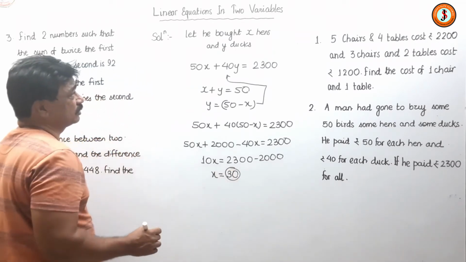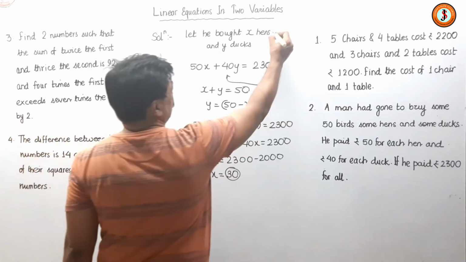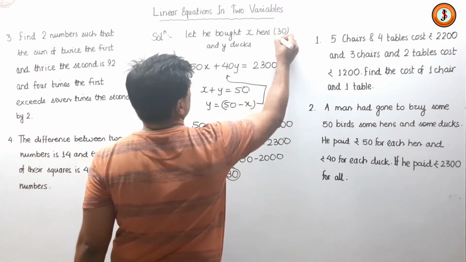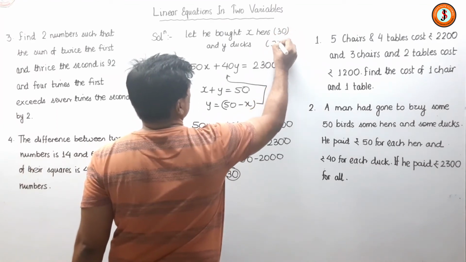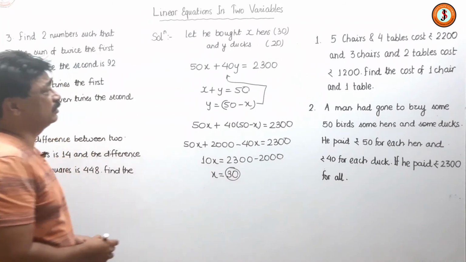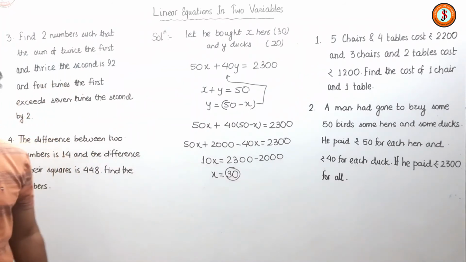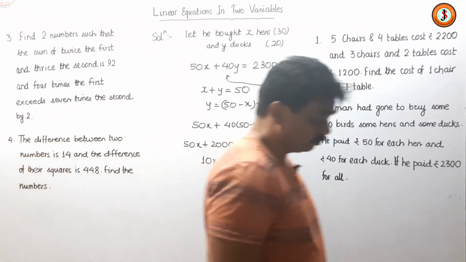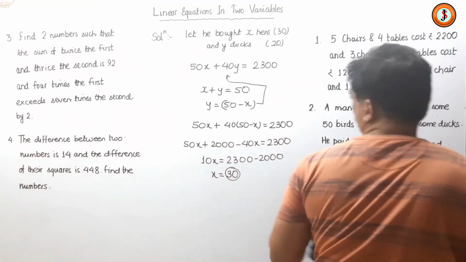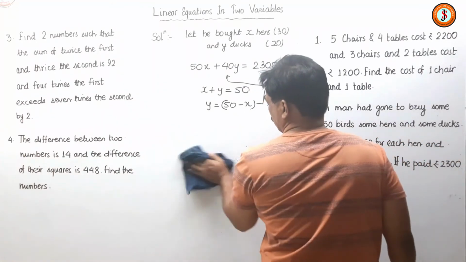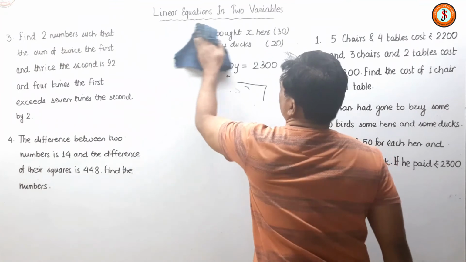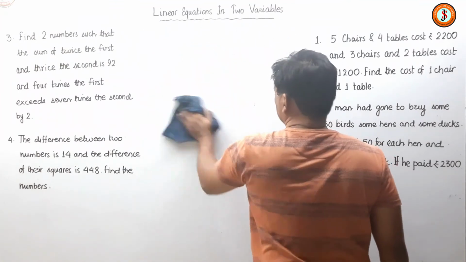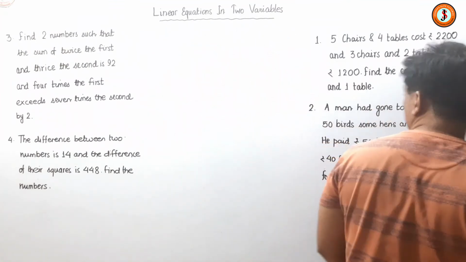So he bought 30 hens, and since the sum of the number of birds is 50, 30 plus 20 is 50. So same way now we proceed to the next question. We go here, the third question, let us see. The third question, what is that? Very fast we will do.